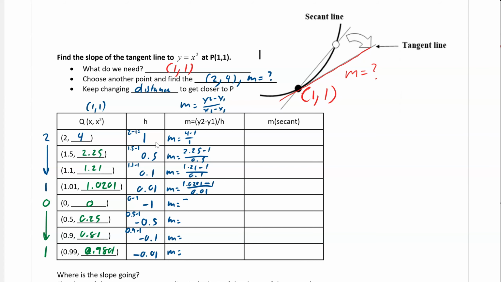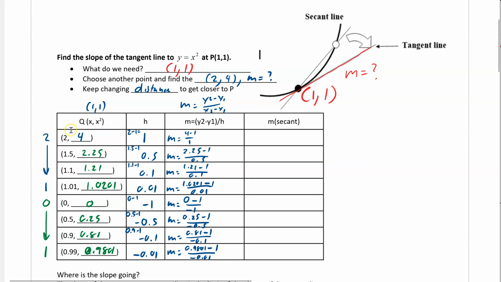So this would now be negative 1, sorry, y value: 0 minus 1 over negative 1. And then 0.25 minus 1 over negative 0.5. And the next y value is 0.81 minus 1 over negative 0.1. And then 0.9801 minus 1 over negative 0.01.